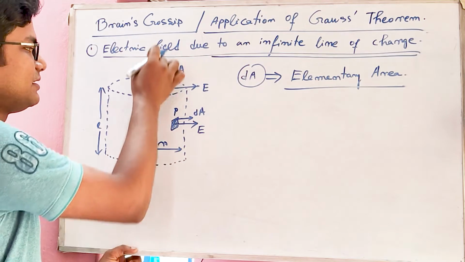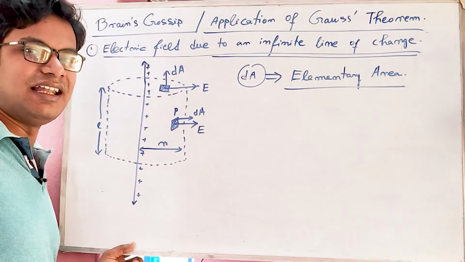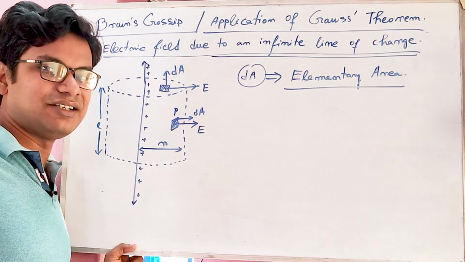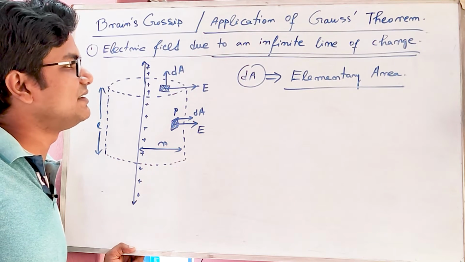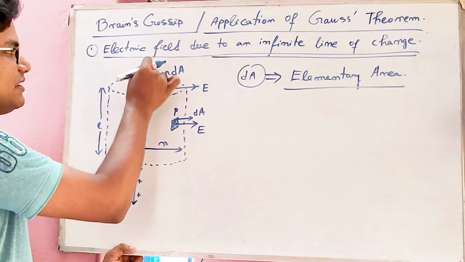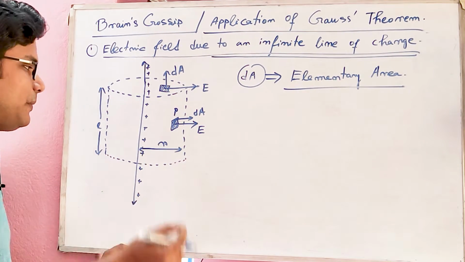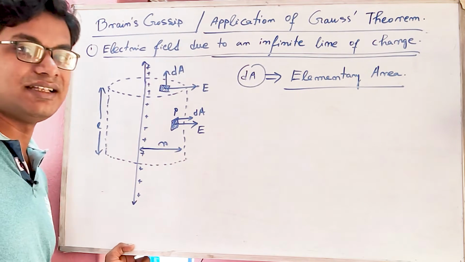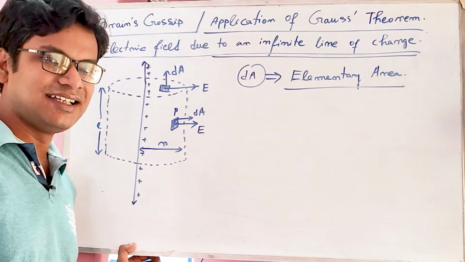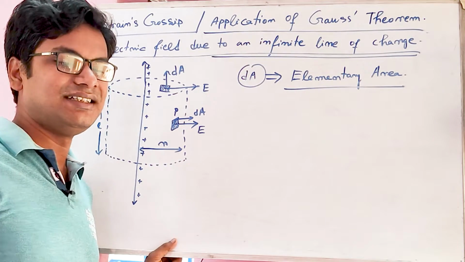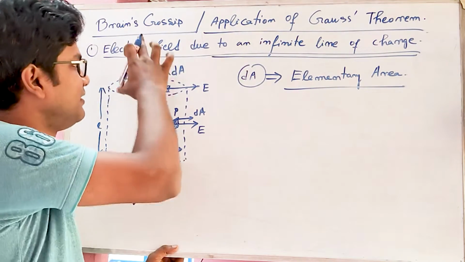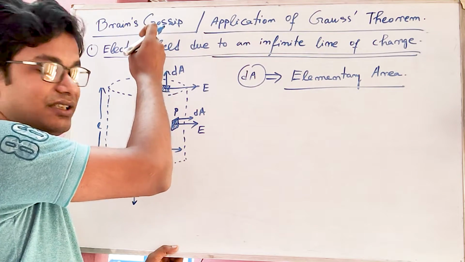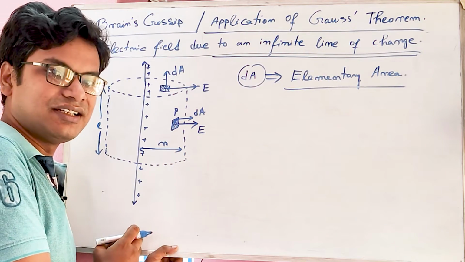So let us consider an infinite line charge distribution. Now please try to understand the meaning of infinite line charge distribution. Here there is a line and we have placed charged particles on it. And what is the length of this line? The length of this line charge is infinite. In the upper direction it is infinite, in the lower direction also it is infinite.